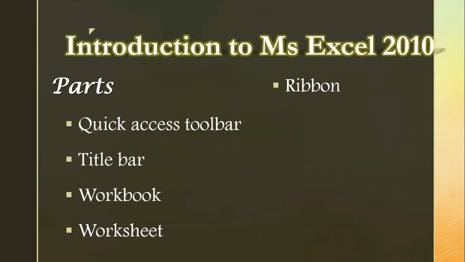Next, Ribbon. It includes various commands to perform various tasks like formatting, sorting, editing, etc. It has many tabs with many commands. It also has a small arrow at the bottom right corner. It is called the Dialog Box Launcher. When you click on this arrow, it will open a dialog box of the corresponding group.